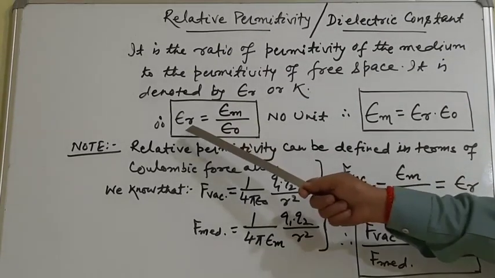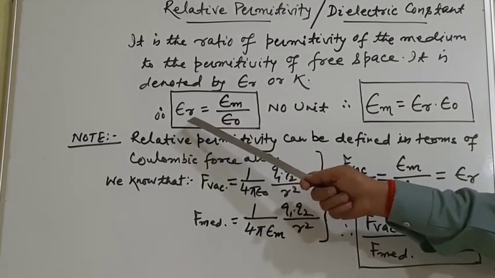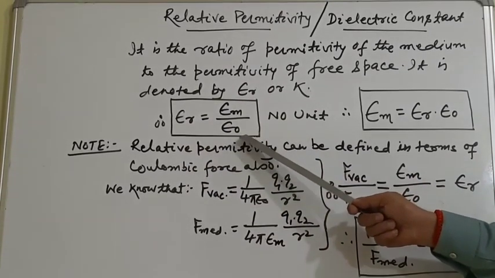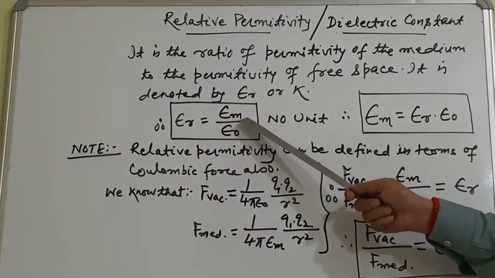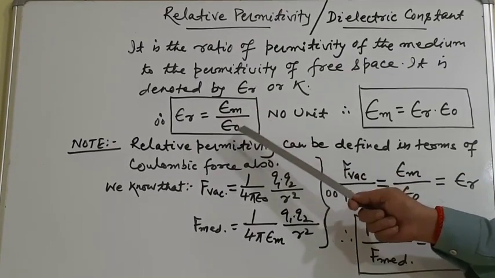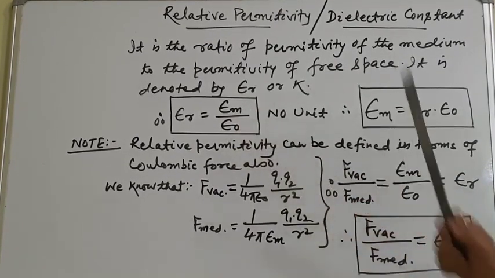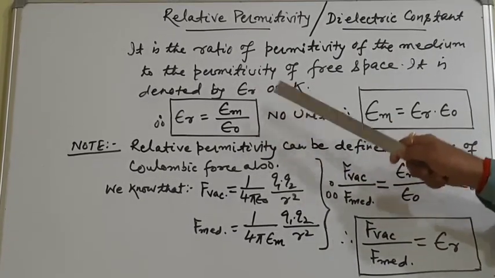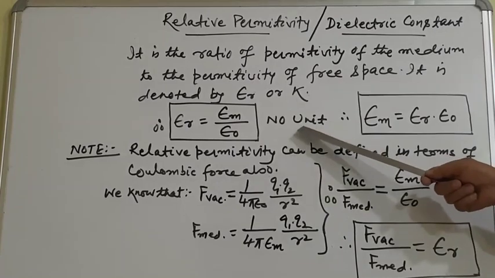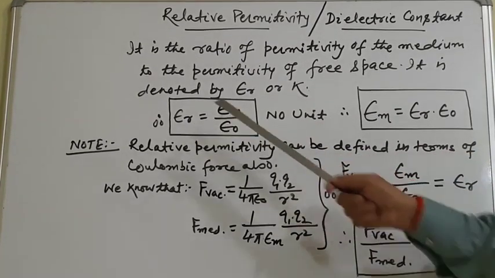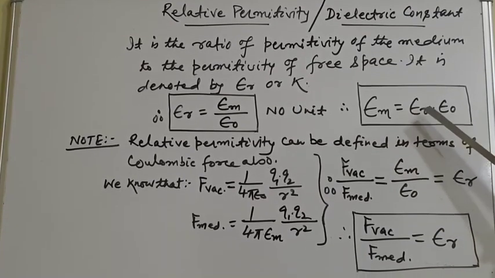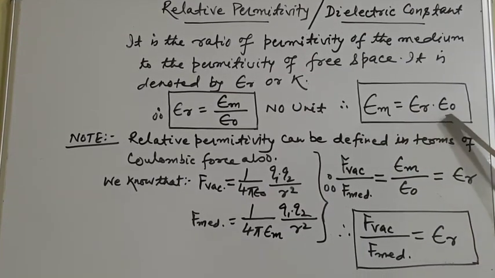So therefore we can write this in equation form. Epsilon r is equal to epsilon m by epsilon naught. Epsilon m is the permittivity of the medium and epsilon naught is the permittivity of free space. Because it is the ratio of two same physical quantities, it has no unit. So therefore, by cross multiplication, we can write epsilon m is equal to epsilon r into epsilon naught.